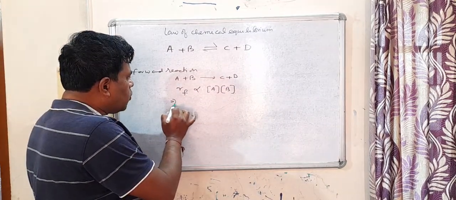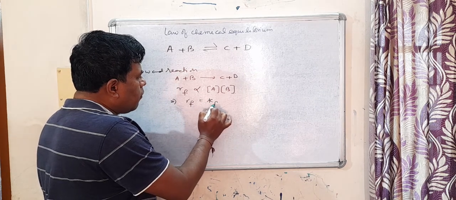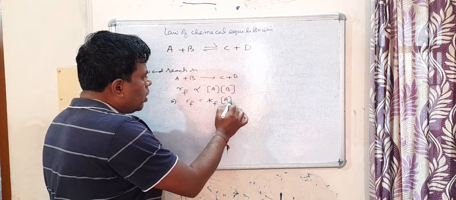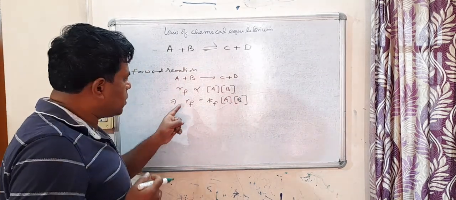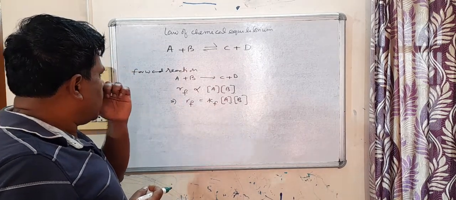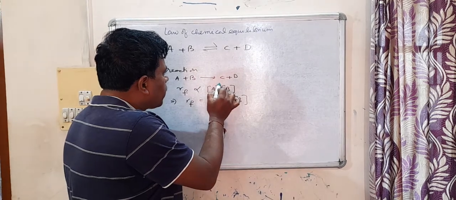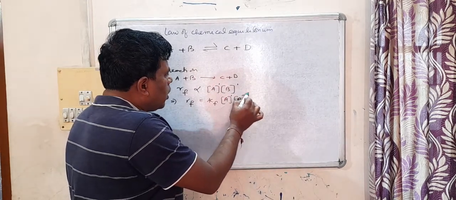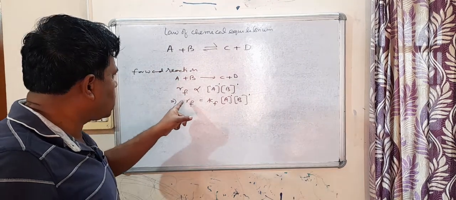And from here it follows rate of forward reaction will be equal to Kf [A][B]. This is called rate constant for forward reaction. Suppose the concentration of A is A prime and B prime at the time when we are considering this rate.